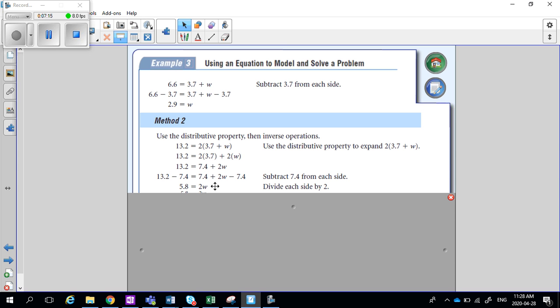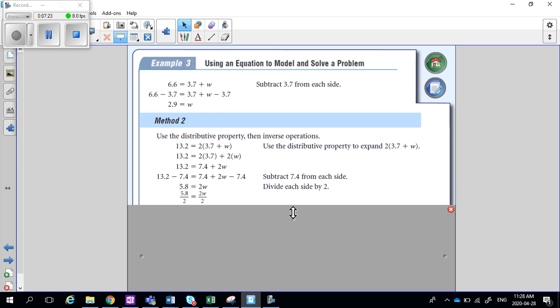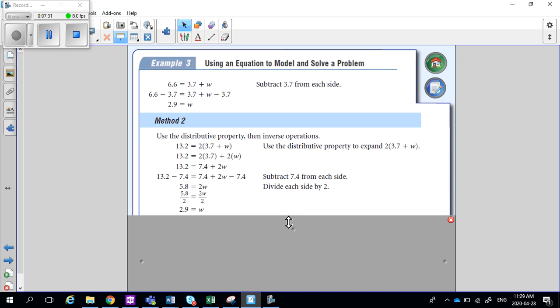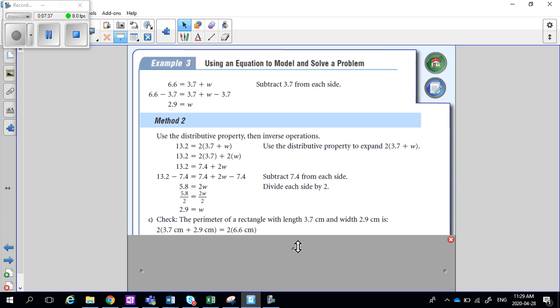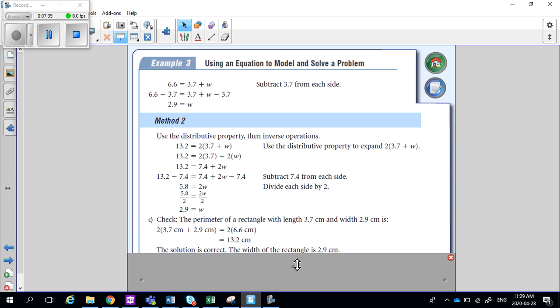If we want just W, not two of them, just one, that means we have to divide by 2. Get rid of that 2. So if we're dividing the right side by 2, we divide the left side by 2. 2 divided by 2 is 1. 5.8 divided by 2 is 2.9. And see how we have the same answer here as we do here? Same thing.